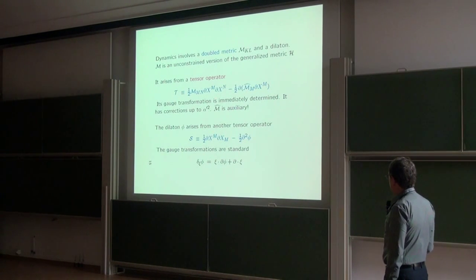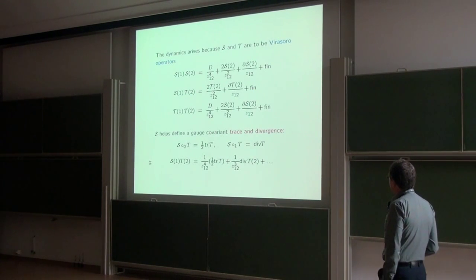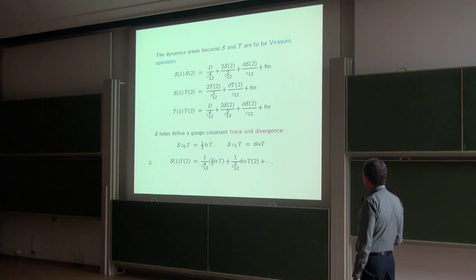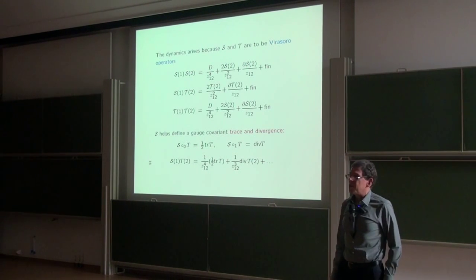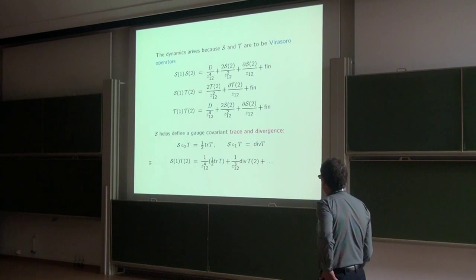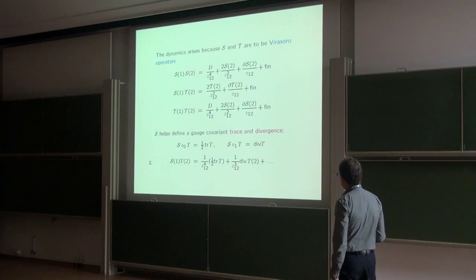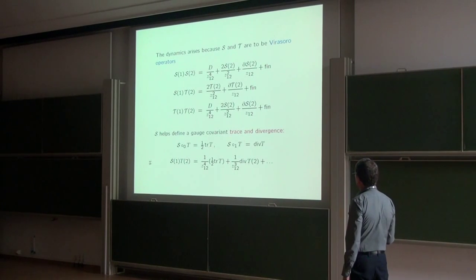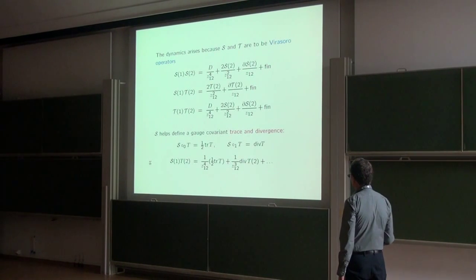Now these two objects will play the role of Virasoro operators. And therefore you can try to see if these Virasoro operators form the Virasoro algebra. So again, it's a computation in conformal field theory because you have all these operators. And you can try to see if this structure is produced.